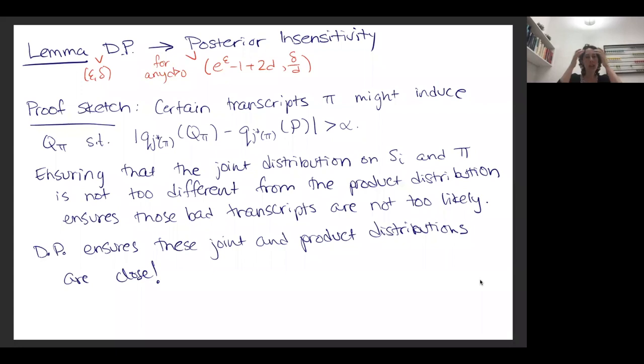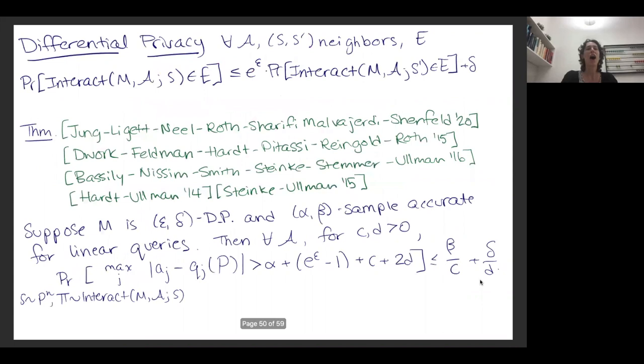But imagine that we could somehow ensure that the joint distribution on data elements and on transcripts is not too different from the product distribution on data elements and on transcripts. That's going to ensure that those bad transcripts are not too likely. And basically, this is exactly what differential privacy is going to give us. It's going to ensure that the joint and the product distributions are close to each other. It's encoding this idea of differential privacy that no one element should have an outsized influence here, and that's exactly what we need to avoid getting into a bad situation in terms of the induced posteriors. I realize that was super fast, but you put these all together and you get these consequences for distribution accuracy. Okay, so this is beautiful and cool.